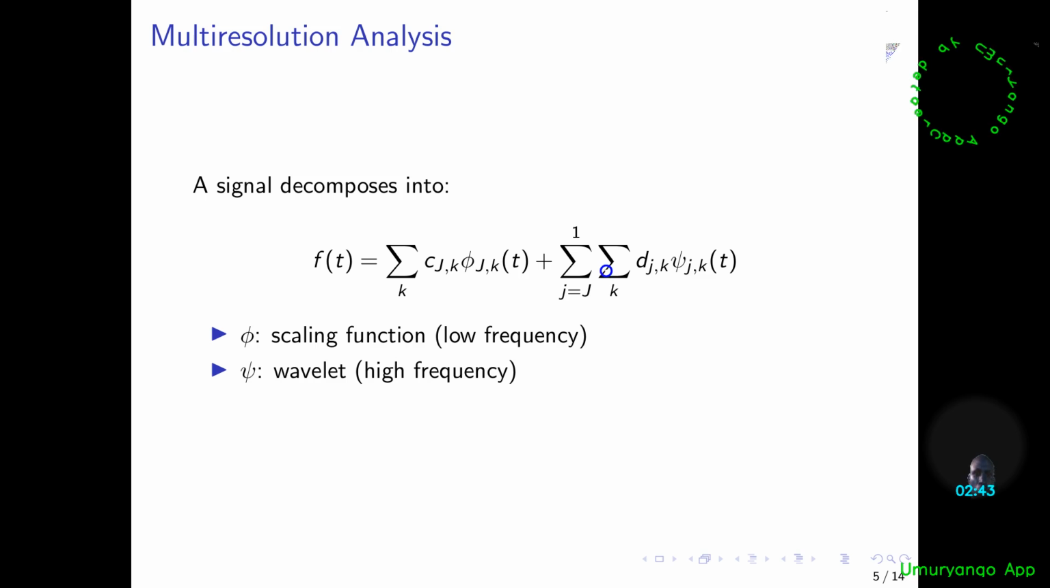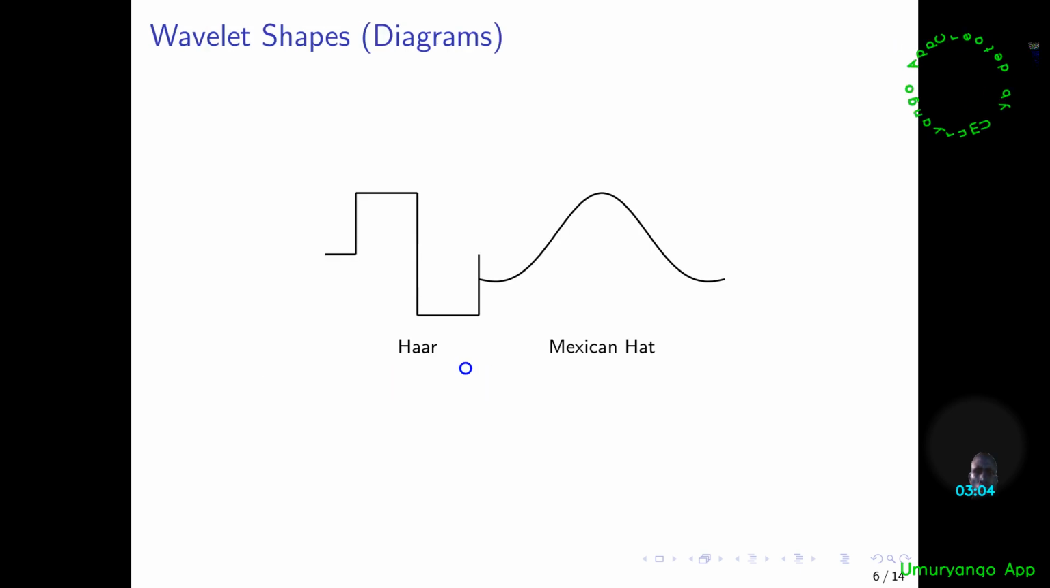For multi-resolution analysis, we have to decompose the initial signal in two components, where we have the scaling function for low frequency analysis and the wavelet for high frequency analysis. Here is an example of a Haar wavelet and a Mexican hat wavelet.